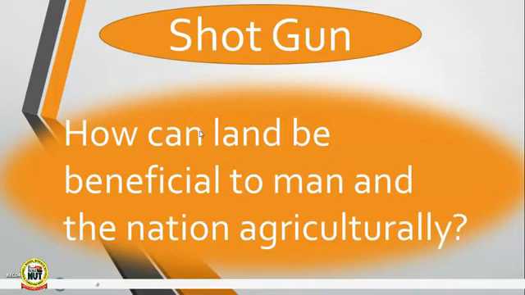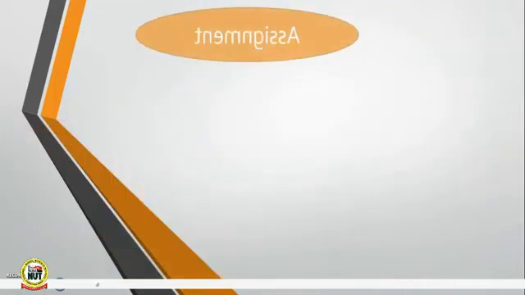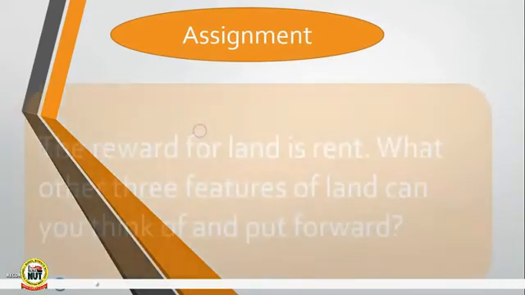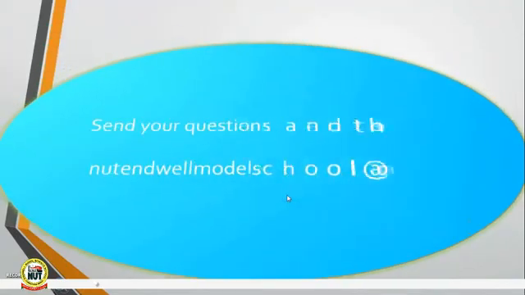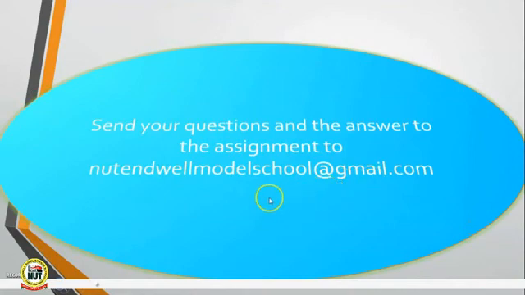And while you are through with that, this is an assignment. And what is the assignment? Can we all read it? Good. The reward for land is rent. Yes, you saw it. We discussed it. So what other 3 features of land can you think of and put forward? So do that now. And then when you're done with that, you send your answers to this email, the answer for the shotgun and the answer for the assignment.